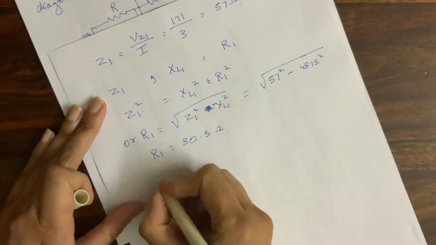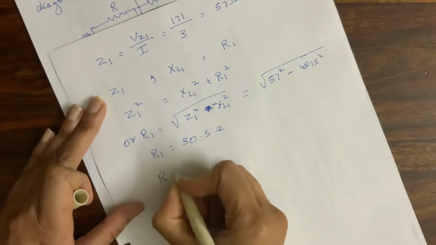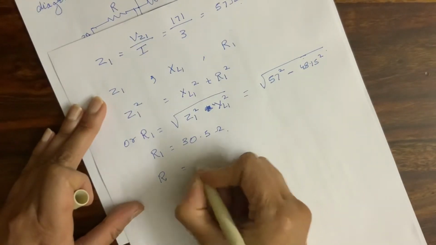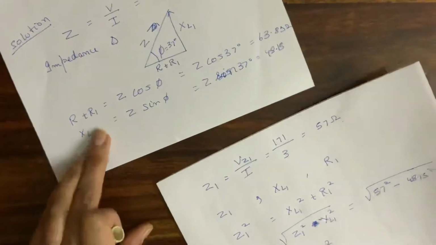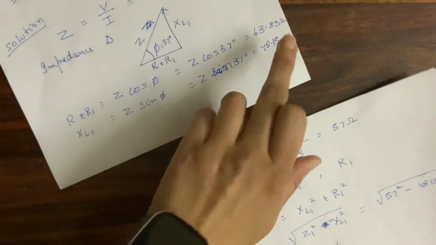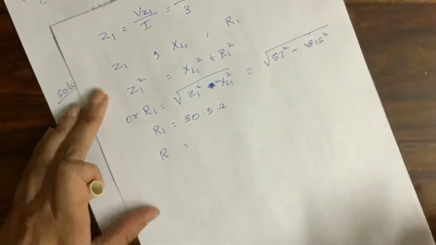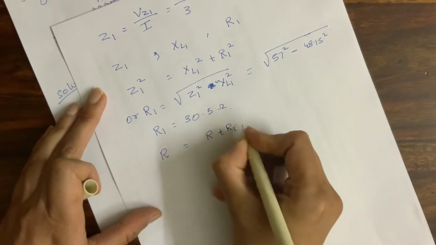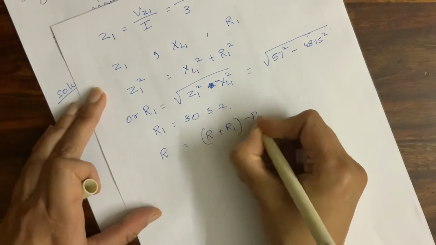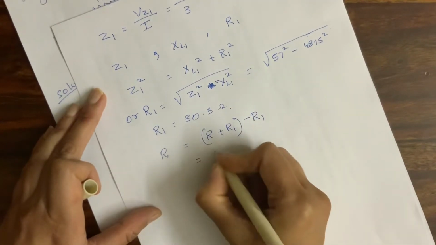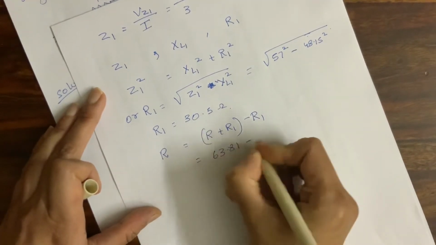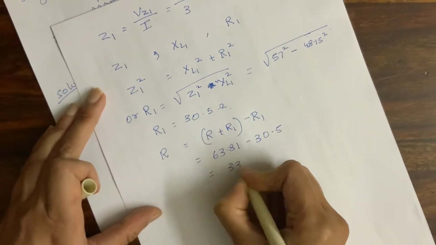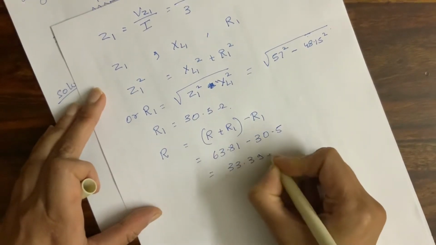So I've got R1, then I can find R. R can be equal to R plus R1 minus R1. R plus R1 value was 63.89, so R is equal to 63.89 minus 30.5. Hence this came out to be 33.39 ohms.